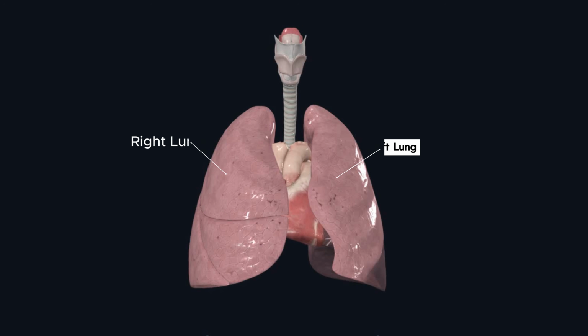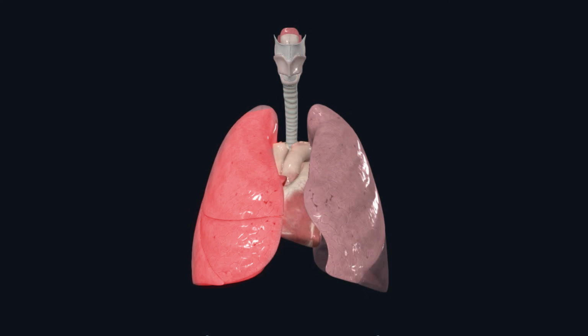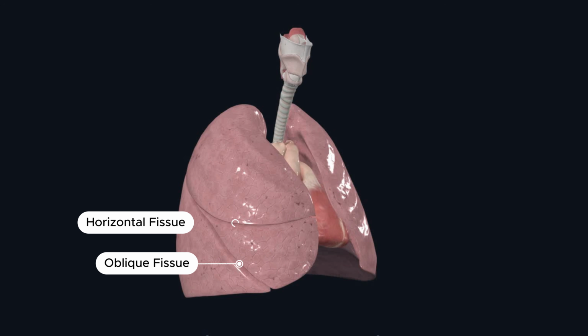Difference between the right lung and left lung. The right lung is slightly larger and heavier than the left lung. The right lung is divided into three lobes: the upper lobe, middle lobe, and lower lobe. The lines separating these lobes are called fissures. There are two fissures in the right lung, the oblique fissure and the horizontal fissure.